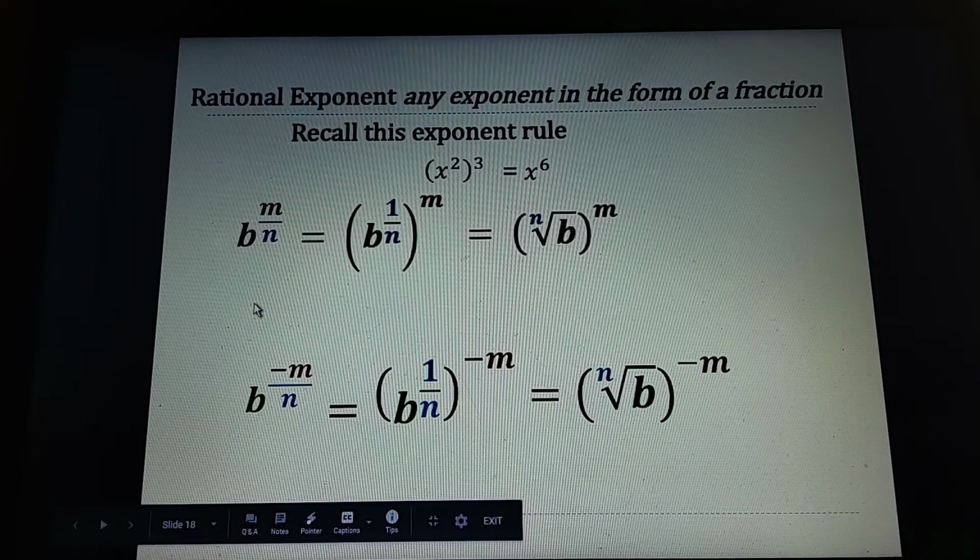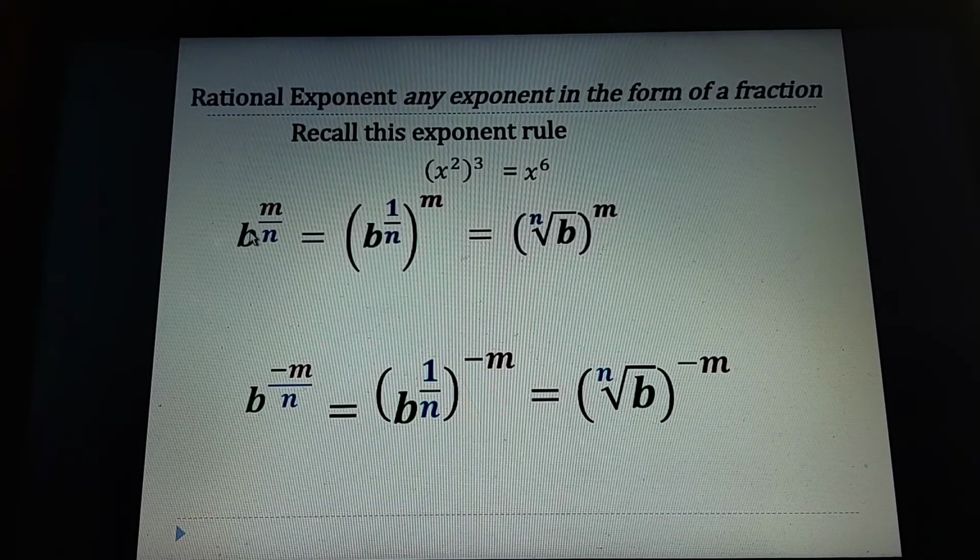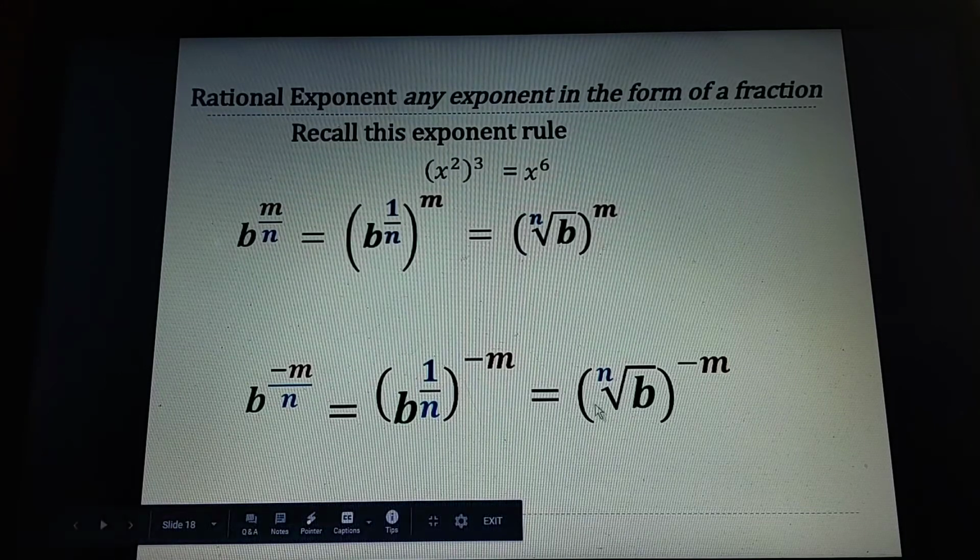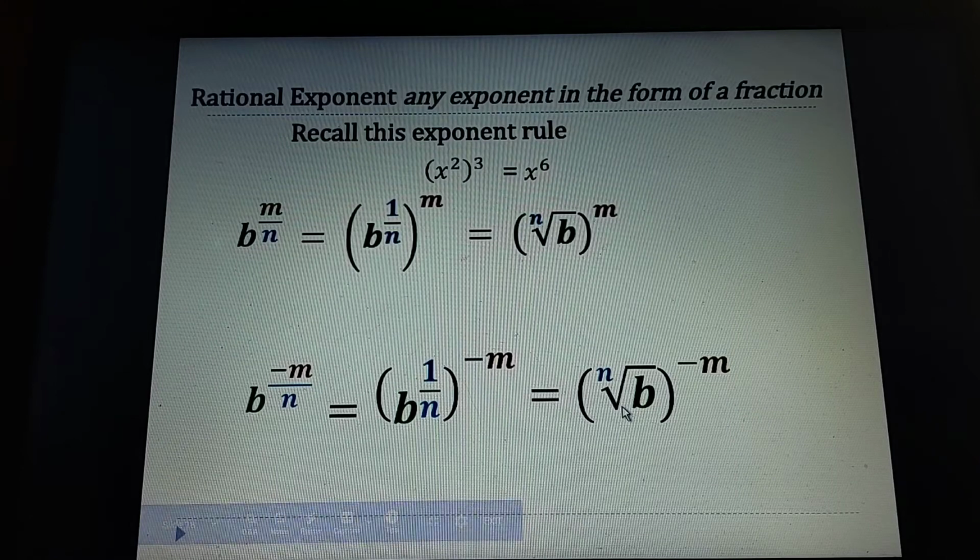So basically the way this breaks down is if you're given a problem like this, that top number is always the power, and the bottom number of the exponent is always your index. If you're given a problem written this way, and you have to turn it the other way, the b is your base, this is the top of your fraction, and this is the bottom of your fraction.